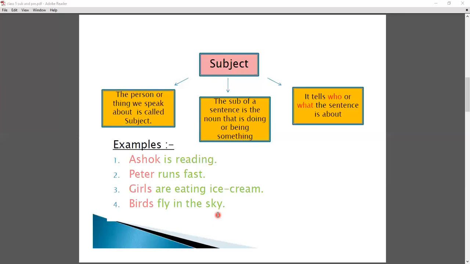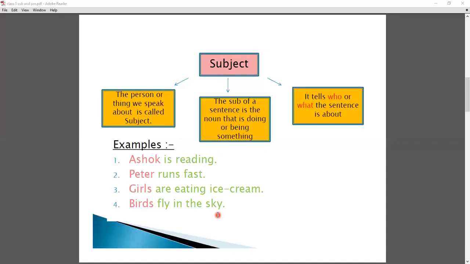So now you notice that when we get the answer from the W, who or what, when we talk about the sentence, it is a noun that is doing something. So you notice that in the fourth sentence everything is fulfilled.